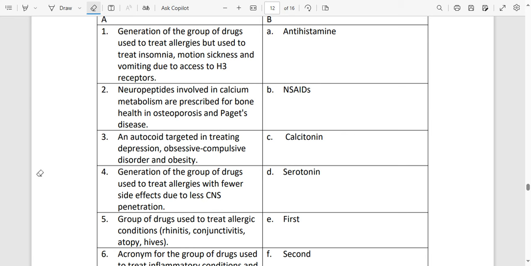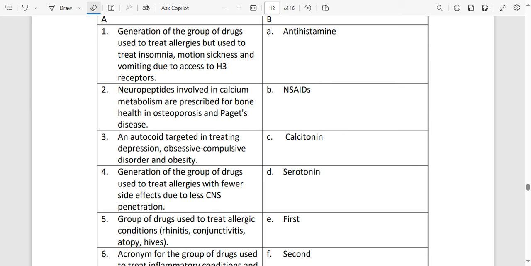Neuropeptides involved in calcium metabolism are prescribed for bone health in osteoporosis and Paget's disease. Which one is prescribed? Calcitonin, yes. Remember, when you have got too much high calcium, calcitonin will be produced. When you have got low calcium, parathyroid hormone is produced, but you can also give it as a drug. An autocoid is just a drug that works on a nearby receptor. That's the meaning of autocoid.